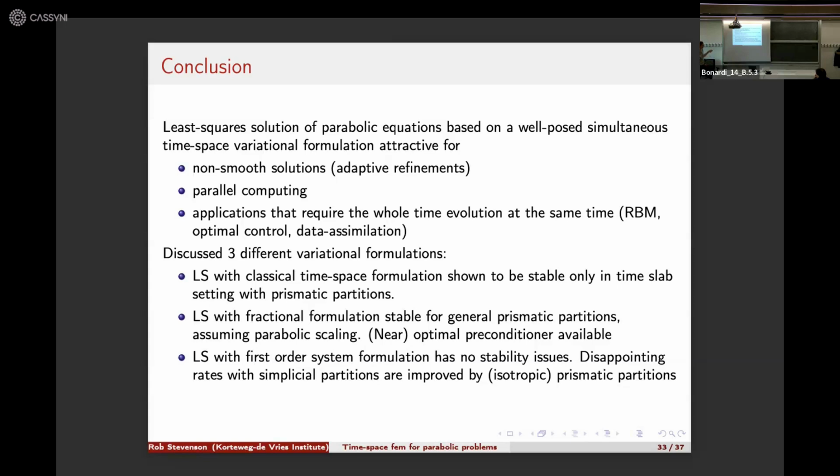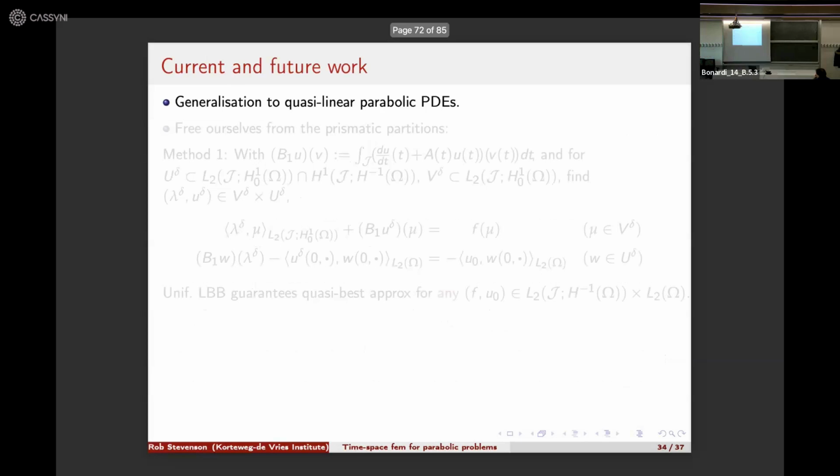And we have discussed 3 different variational formulations. And currently I'm working on a generalization to quasi-linear parabolic PDEs. That's a nice topic because there seems hardly anything known about those equations, even continuity of the solution in terms of the data seems not to be known. I mean, the only thing that's known is that there is a solution. That's good, but it's not enough for numerical approximation.